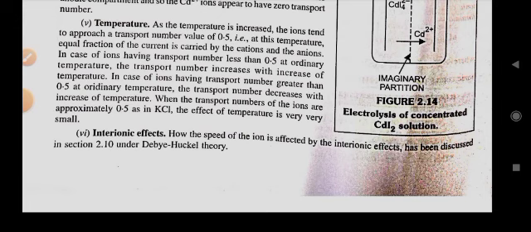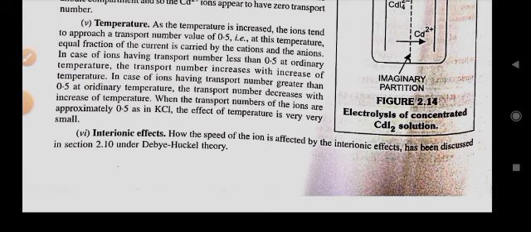Temperature. As the temperature is increased, the ions tend to approach a transport number value of 0.5. That is, at this temperature, an equal fraction of the current is carried by the cations and the anions. In case of ions having transport number less than 0.5 at ordinary temperatures, the transport number increases with the increase of temperature. In case of ions having transport number greater than 0.5 at ordinary temperature, the transport number decreases with the increase of temperature. When the transport numbers of the ions are approximately 0.5, as in KCl, the effect of temperature is very small.